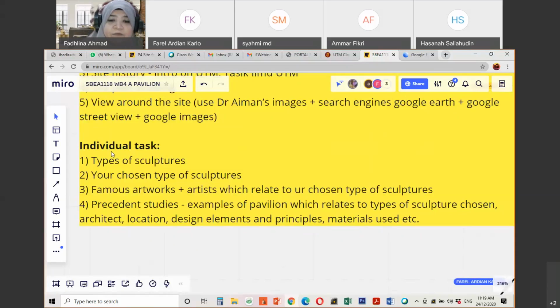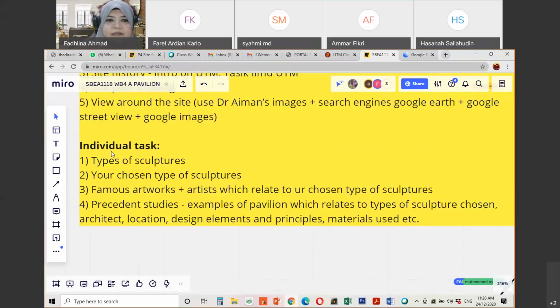Okay, and then you need to choose your own type of sculptures. There are a lot of types of sculptures. Some they have their own, macam you buat painting tu, they have the movement of paintings, let's see. So as the sculptures, there are a lot of type of sculptures, and then you need to choose your own individual types of sculptures that you want to develop in your P4.